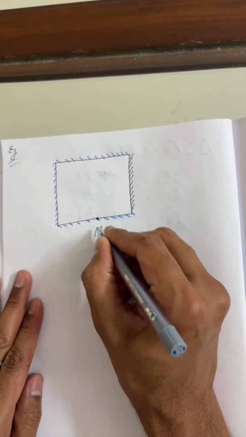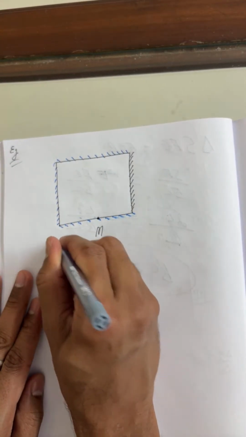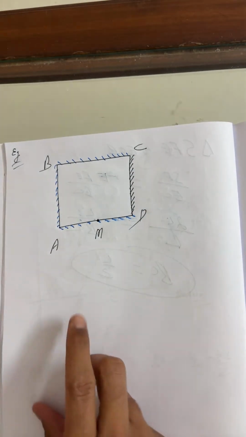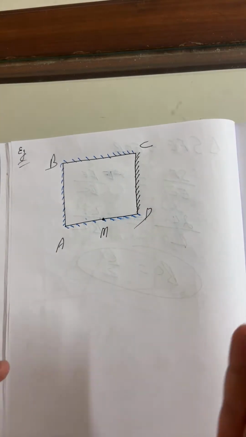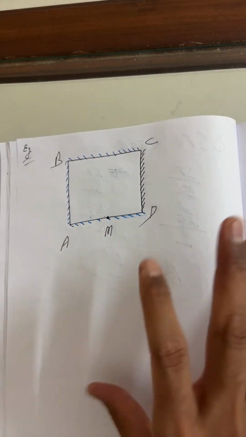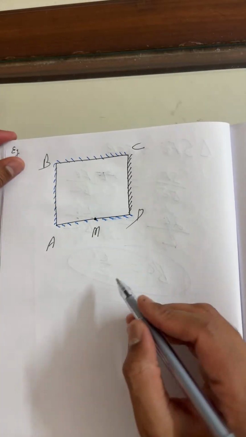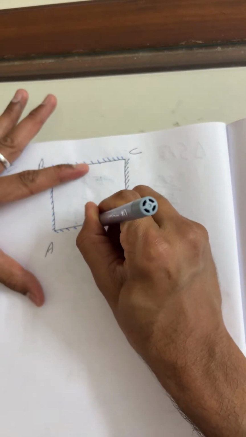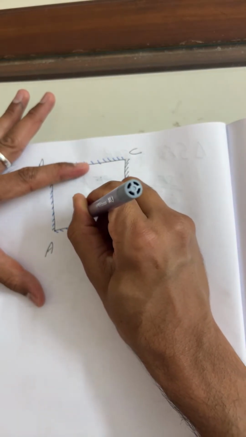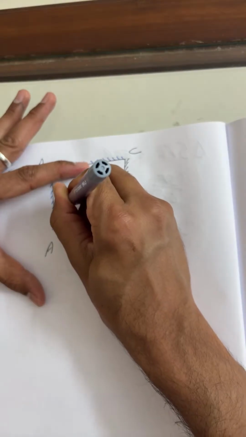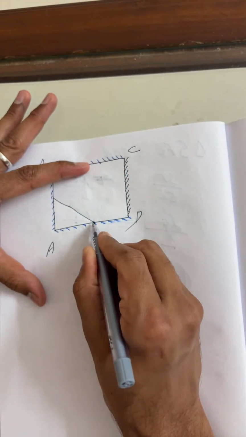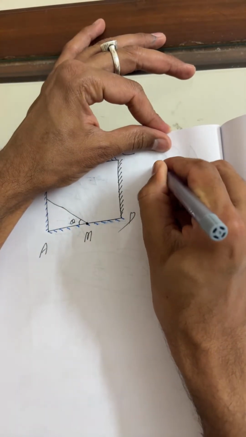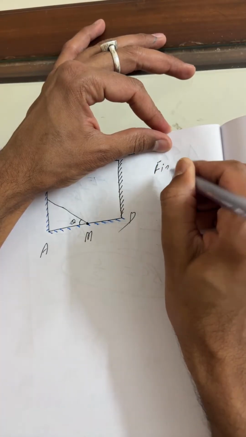So this is point M. This is point A, B, C, and D. So there are four identical plane mirrors forming a square. This is the question. Now for this question, the object started motion from here only. You can see we wish to find this value of theta. The question is very simple here, but the solution is a little tough.